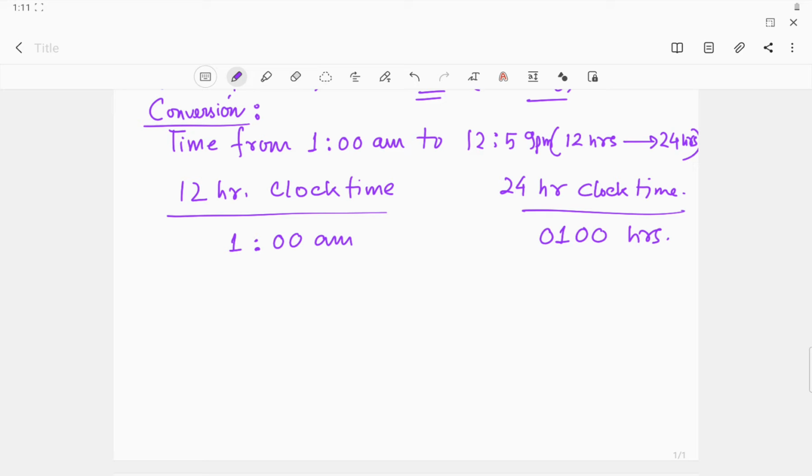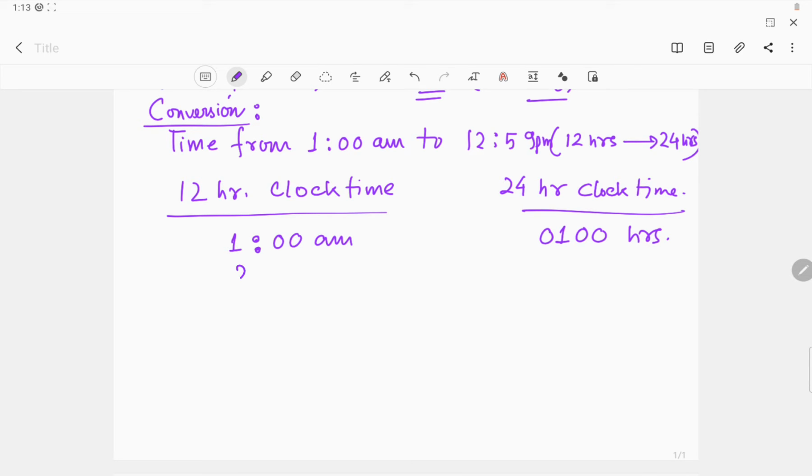And remember, here in the 12 hour clock, I have used these two dots, right? Another name for it is colon. So in 12 hour clock time we will use a colon, but in 24 hour clock time we don't use a colon. Simply four numbers we write one by one and at the end hours.